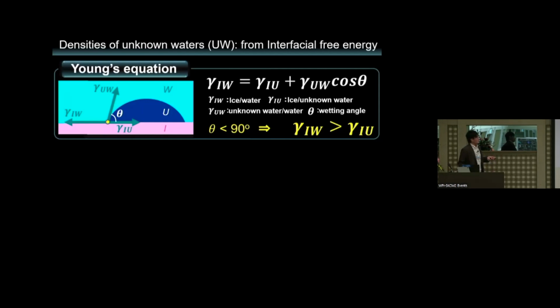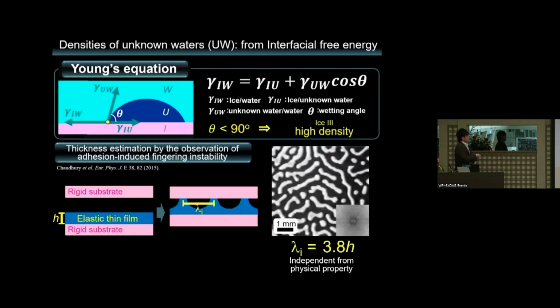To estimate the thickness of the homoimmiscible water, we focused on the adhesion-induced fingering instability. In this phenomenon, if an elastic thin film is sandwiched by a pair of rigid substrates, the elastic thin film shows a bicontinuous pattern with a constant wavelength depending on the thickness of the elastic thin film. This wavelength is known to be proportional to the thickness of the elastic thin film, independent of the physical properties. By considering the anvil and the I3 as a pair of rigid substrates, we expect that the homoimmiscible water should show the bicontinuous pattern induced by this fingering instability.